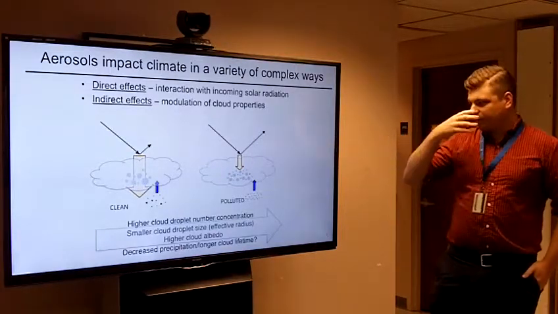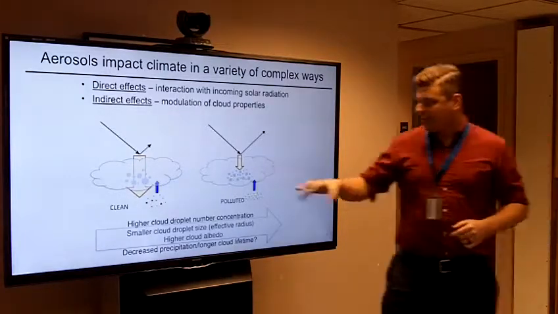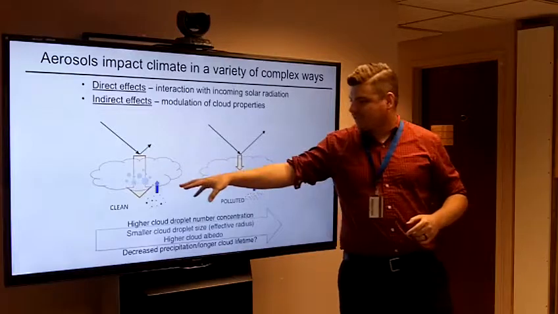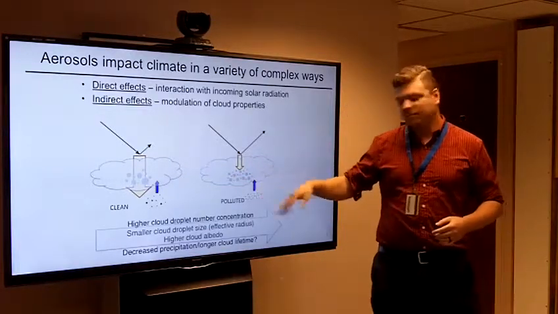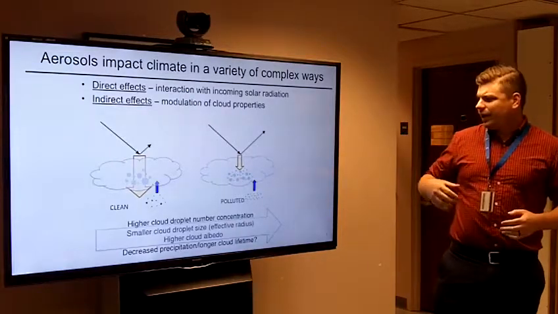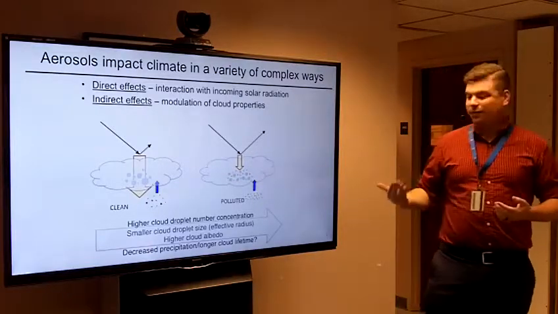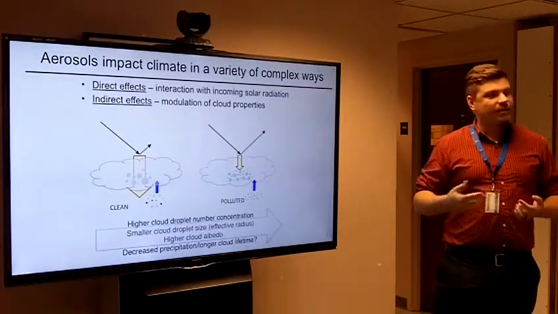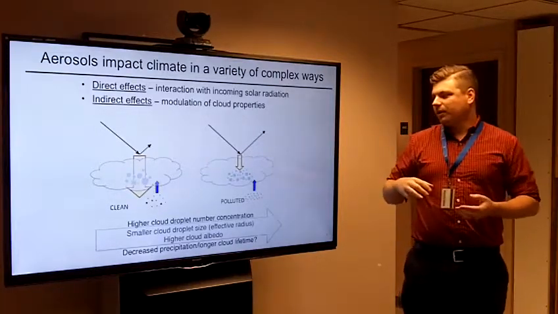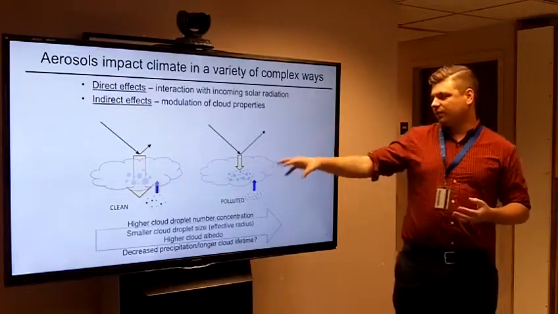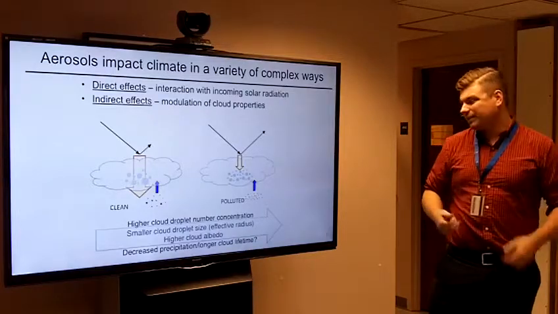Here I have a schematic showing at least the first indirect effect. You have a clean air mass with lower aerosol pollution on the left and a hypothetically more polluted air mass on the right with more aerosol pollution. The more polluted one is going to have more aerosols, of course, and therefore more cloud droplets. It's going to have a higher cloud droplet number concentration. And so for an equal amount of water vapor, that's going to be spread around more thinly in the polluted environment, and you're going to have therefore smaller cloud droplet size.